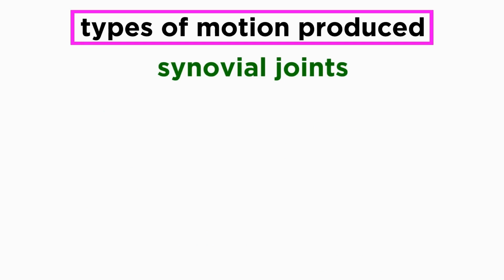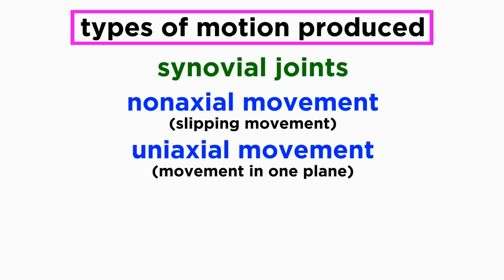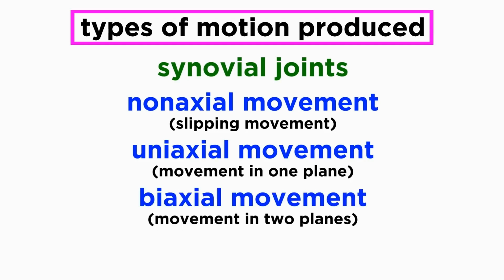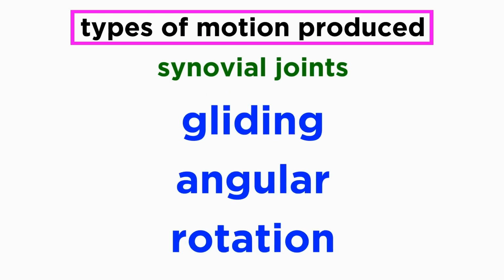First, for synovial joints, there can be non-axial movement, which are slipping movements, uniaxial movement, which happens in one plane, biaxial movement, which happens in two planes, and multiaxial movement, which happens in all three planes of three-dimensional space. Beyond this, motion can be gliding, angular, or rotation.